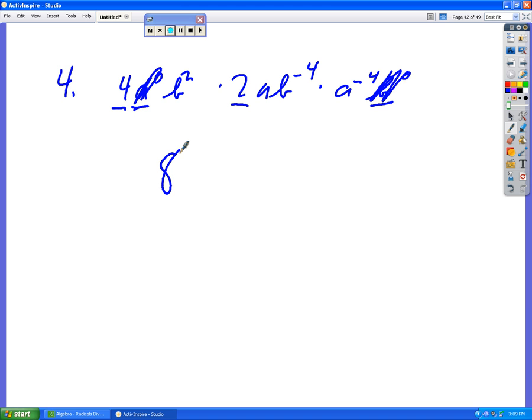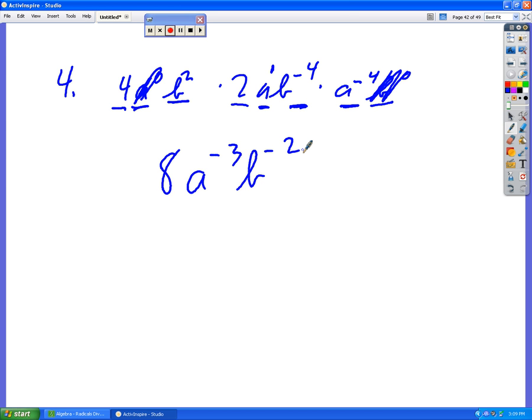I need letters. What do I have for letters? I have an a. This is a, right here, an a to the 1st power. And I have a to the -4 here. 1 minus 4 is -3. Then I have b's. What do I have for b's? Got 1 here, two b's there, and a -4 here. 2 minus 4 is a -2.